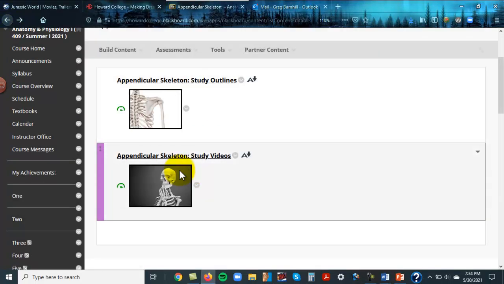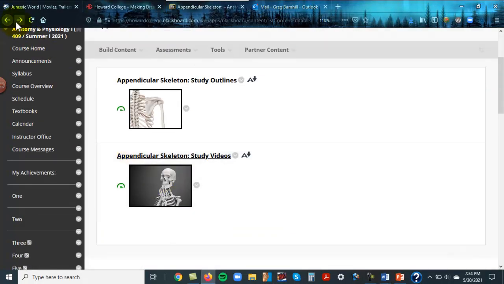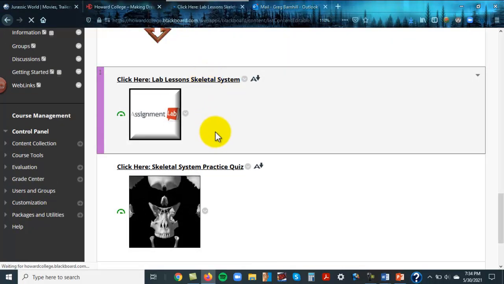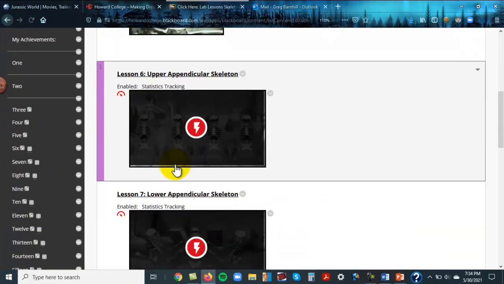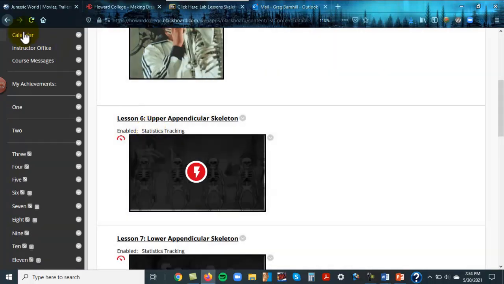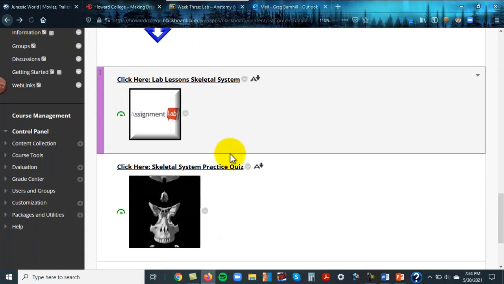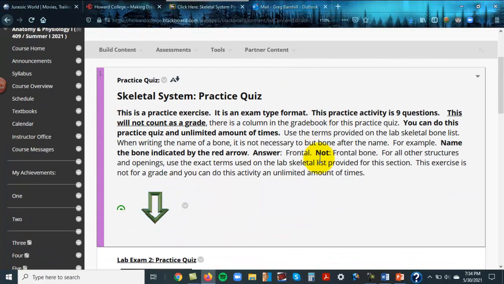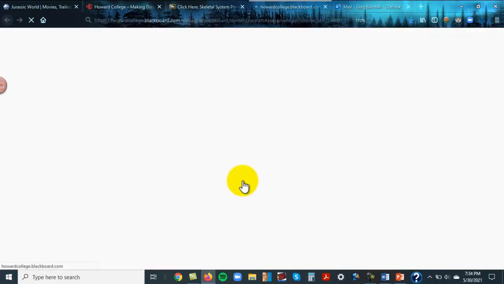So I should be able to go back one more. Assignments for this unit. So there's all of the lab lessons. There's axial, upper appendicular, lower appendicular. And then click here for the skeletal system practice quiz. This one has 9 questions. It does not count as a grade, but it will get you used to the format.